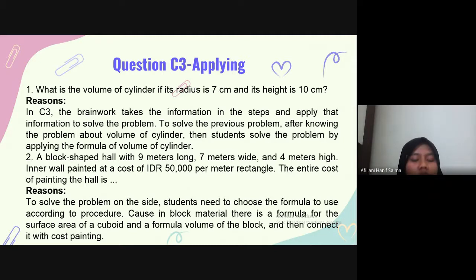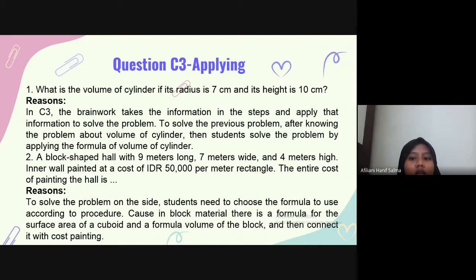To solve the previous problem, after knowing the problem is about the volume of a cylinder, students solve it by applying the formula of the volume of a cylinder. The next example of applying: a block-shaped hall is 9 meters long, 2 meters wide, and 5 meters high. The inner wall is painted at a cost of 50,000 rupiah per square meter.